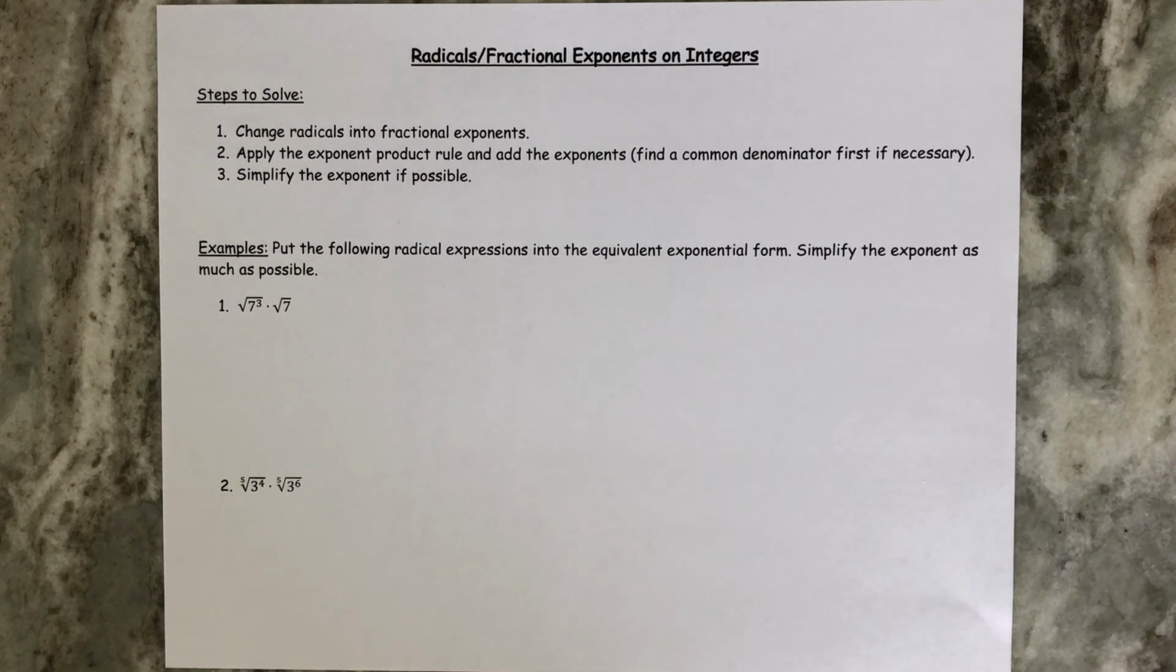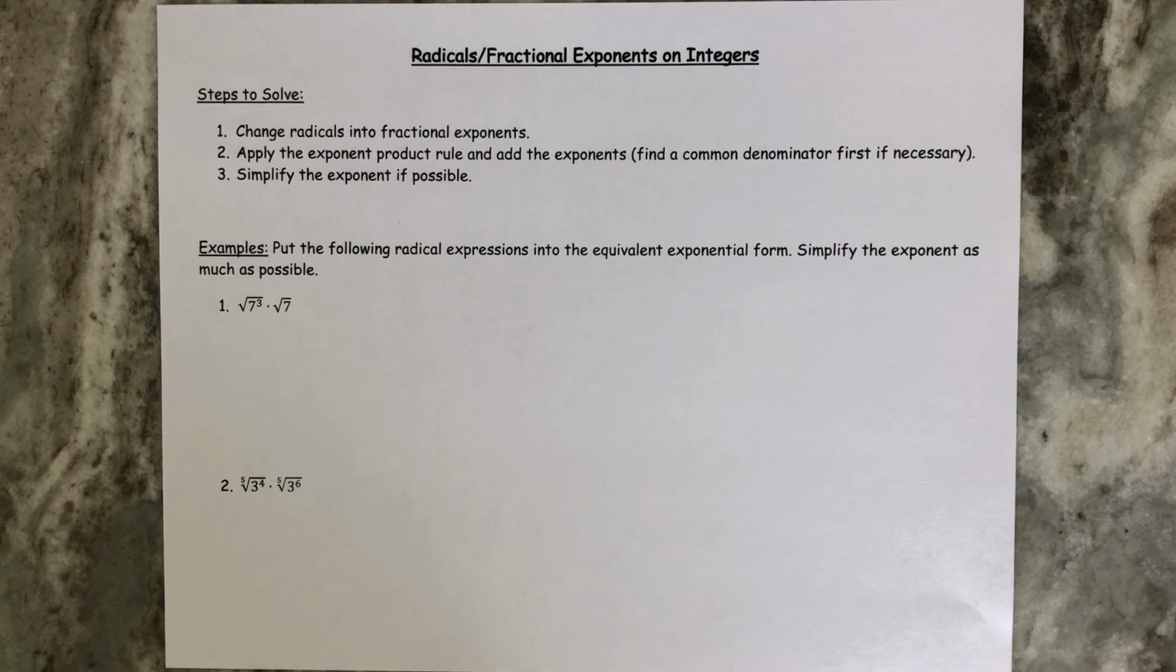Sometimes to do this, you need to find a common denominator first if there isn't a common denominator already. And the third thing we need to do is simplify the exponent if possible. So sometimes you'll have to, sometimes you won't. So we have a few examples we're going to work through. What we want to do is put the radical exponents into the equivalent exponential form, and we want to try to simplify our exponent as much as possible.